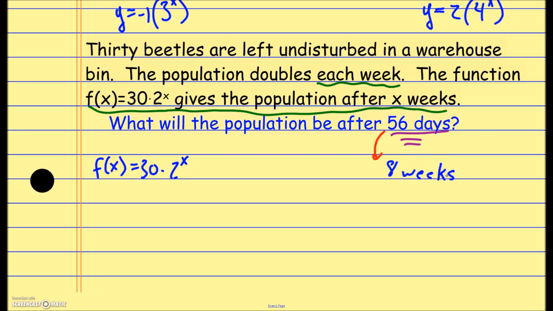Now that I have it in the right time signature, now I can plug it in. So I want to do f of 8. I want to plug this in, find out what it is at 8 weeks. So I'm going to raise that to a power. And really, this is just a job for my calculator. 2 to the 8th power times the 30. And when I do that, I find out that the population is going to be 7,680 beetles. So there's going to be 7,680 of them after 8 weeks. And that's it.